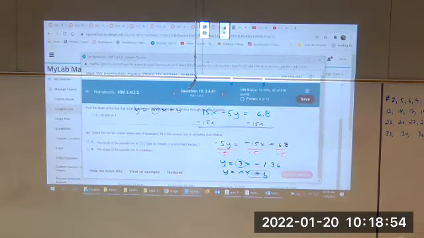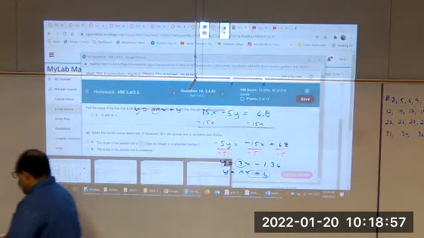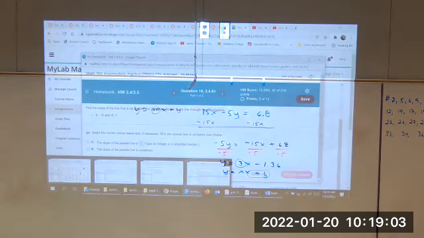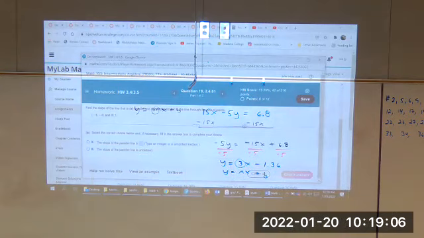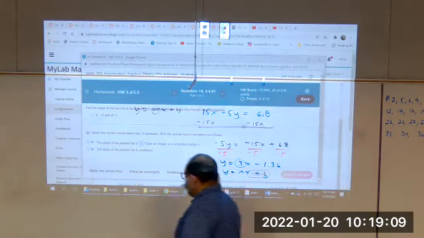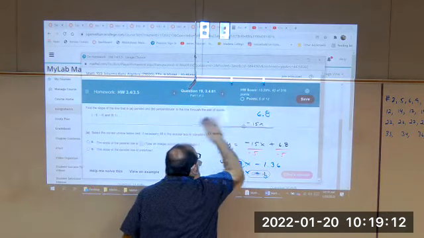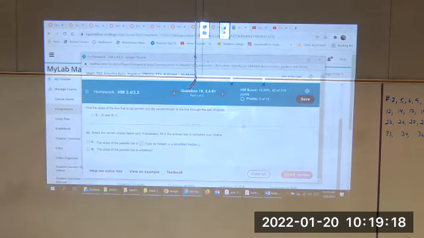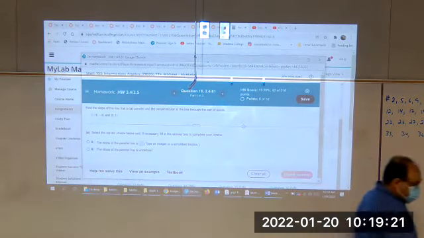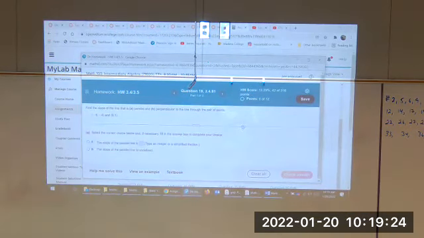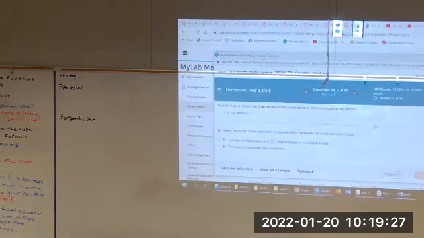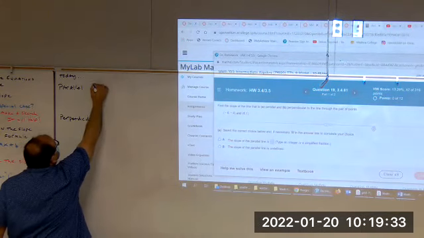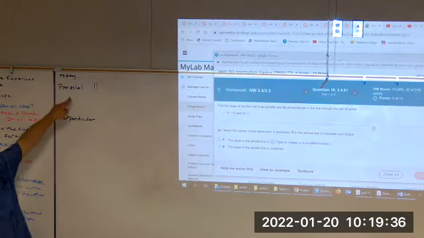Parallel and perpendicular. Now we said parallel lines are 2 coplanar lines. Coplanar means in the same plane, and they don't intersect. But what keeps them from intersecting? The symbol for parallel is 2 lines that look like that. It's like the 2 L's in the word parallel.